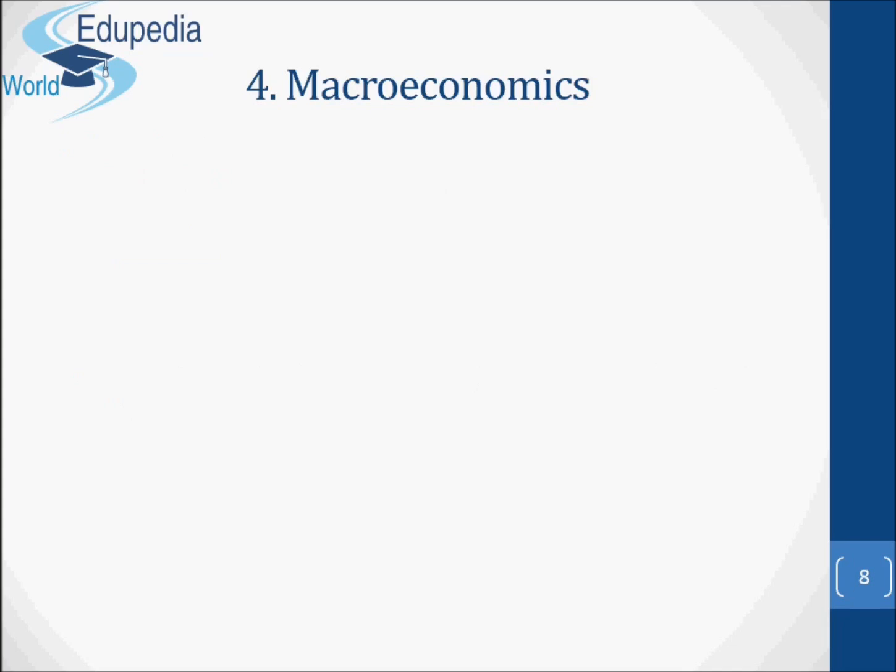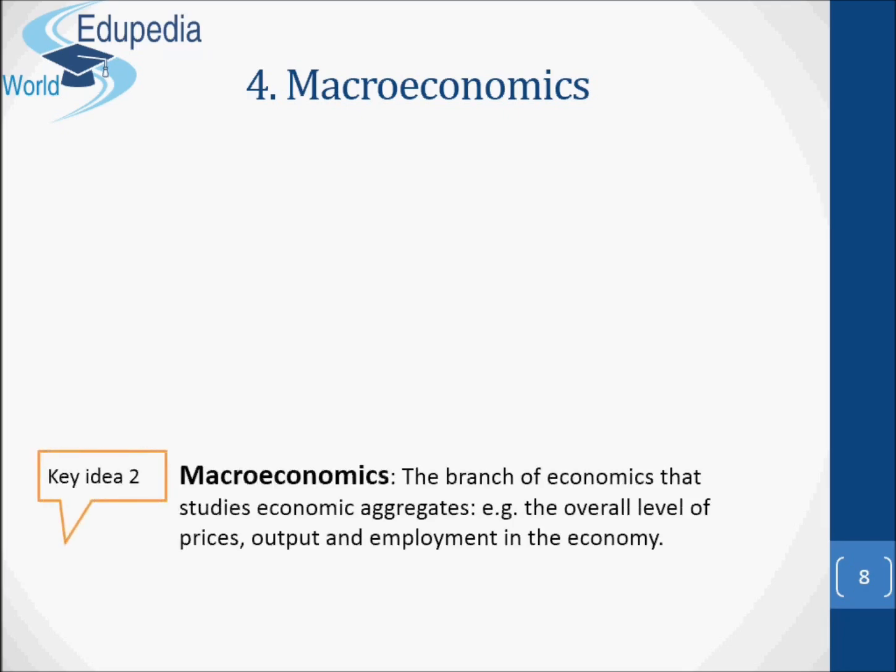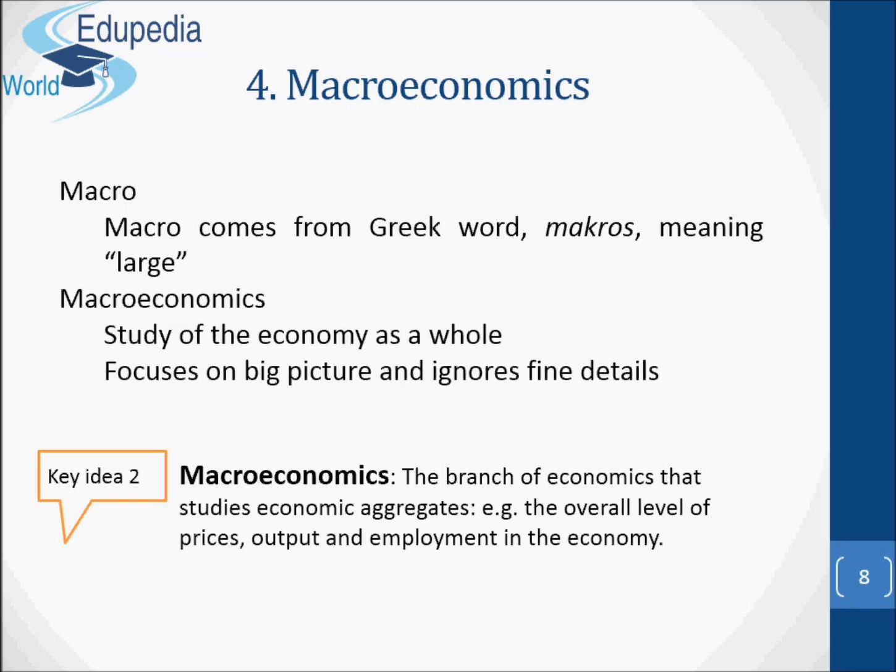Now let's talk about dividing up the subject. In fact, economics is traditionally divided into two main branches, macroeconomics and microeconomics, where macroeconomics is defined as follows. It is the branch of economics that studies economic aggregates, for example, the overall level of prices, output, and employment in the economy. In fact, macro comes from the Greek word makros, meaning large. So it is the study of the economy as a whole, and let me say that it focuses on the big picture and ignores fine details.